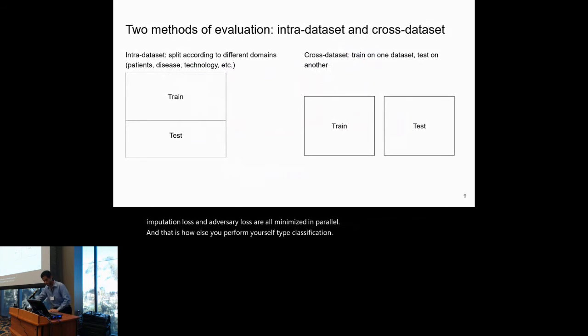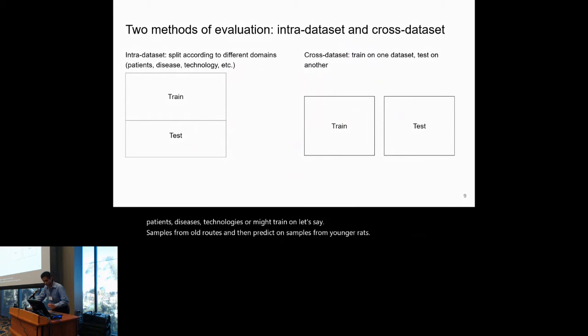And so we use two methods of evaluation, intra-dataset and cross-dataset. In the intra-dataset case, what we do is we split the dataset into training and testing domains. And we do this by splitting according to different domains. These could be different patients, diseases, technology. So we might train on, let's say, samples from old rats and then predict on samples from younger rats.